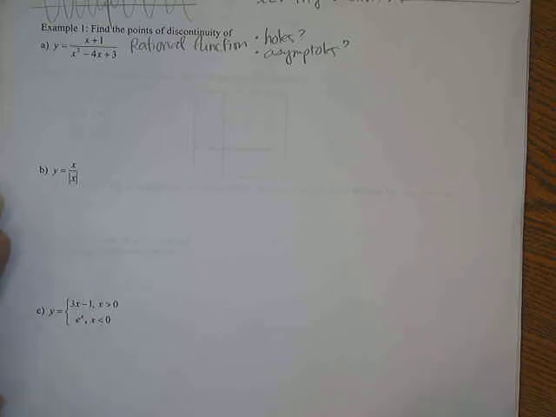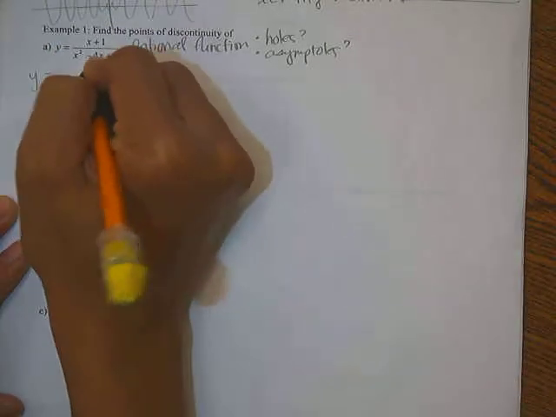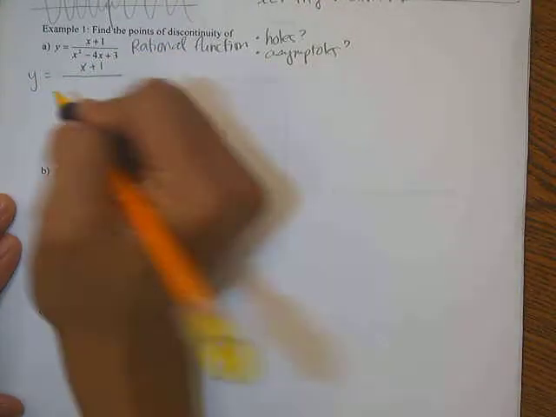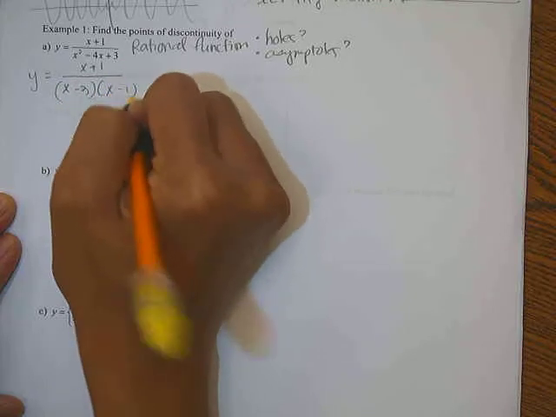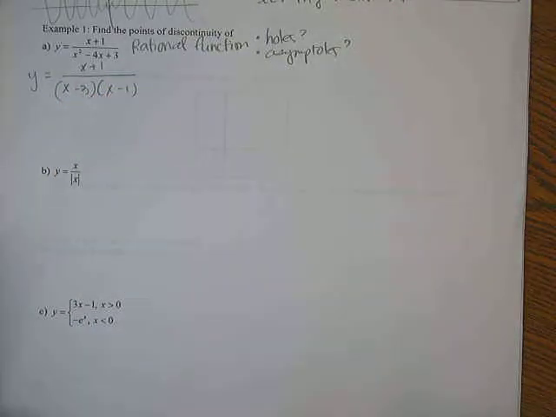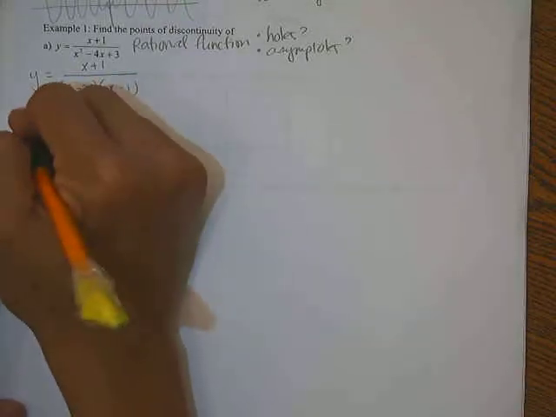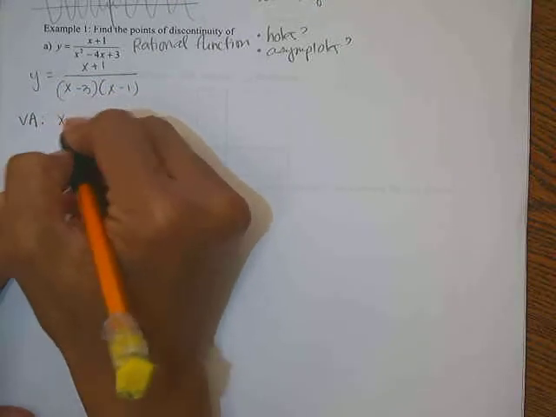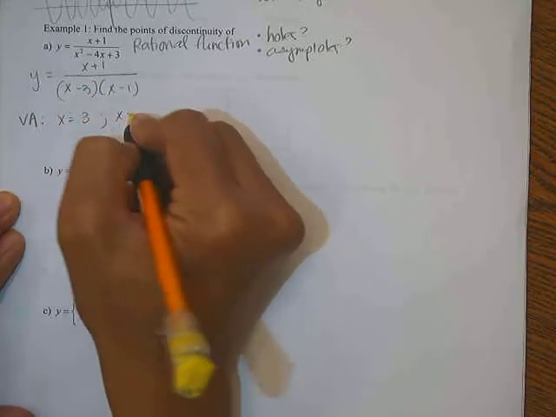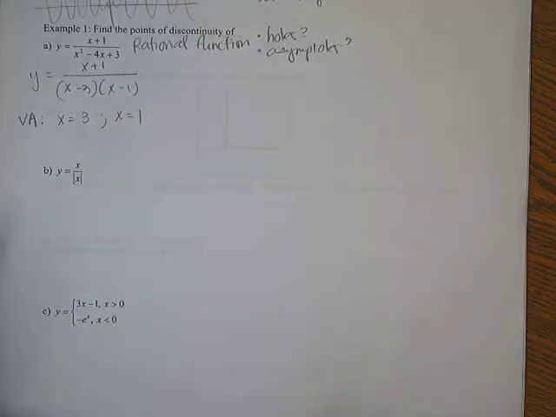So the first thing I'm going to do is factor it out. So y equals, the numerator is not factorable, but the denominator definitely is. So x minus 3 times x minus 1. Looks like I can't really cancel anything. Would you agree with that? But I do recognize, from first semester, that I have 2 vertical asymptotes: x equal to positive 3 and x equal to positive 1. It didn't ask for these, but I'm going to write it down.